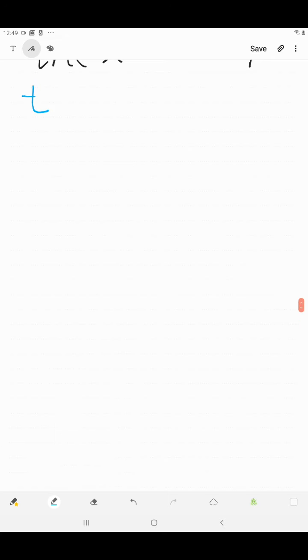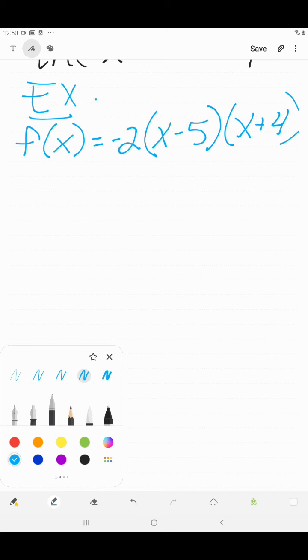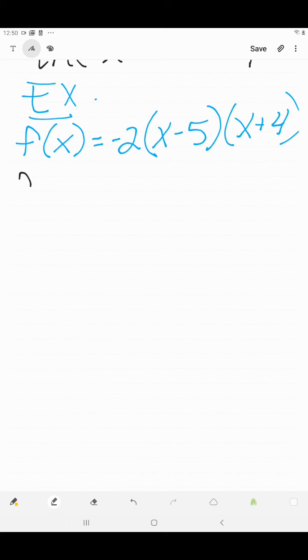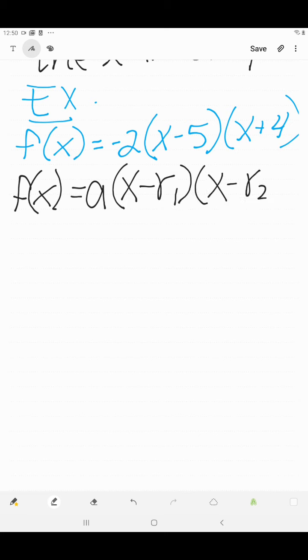So here we have f of x equals negative 2, x minus 5, and x plus 4. And what we see here, ladies and gentlemen, is that we already have a concave down. Now let's compare it to the standard, f of x equals a, x minus r1, x minus r2.